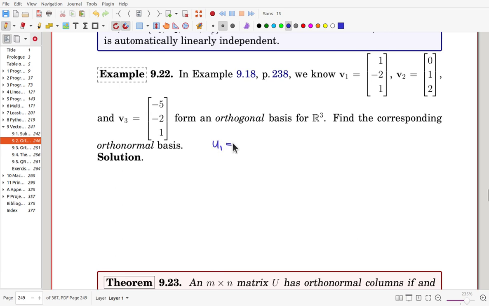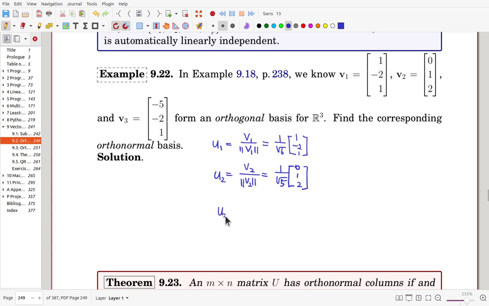So U1 from V1, we normalize it, so divided by the V1 norm. Here the length is 1, 4, 1, so square root of 6, 1 over square root of 6, and V1, which is (1, -2, 1). How about U2? It is V2 normalized by the V2 norm, which is square root of 5, so 1 over square root of 5 and V2, which is (0, 1, 2).